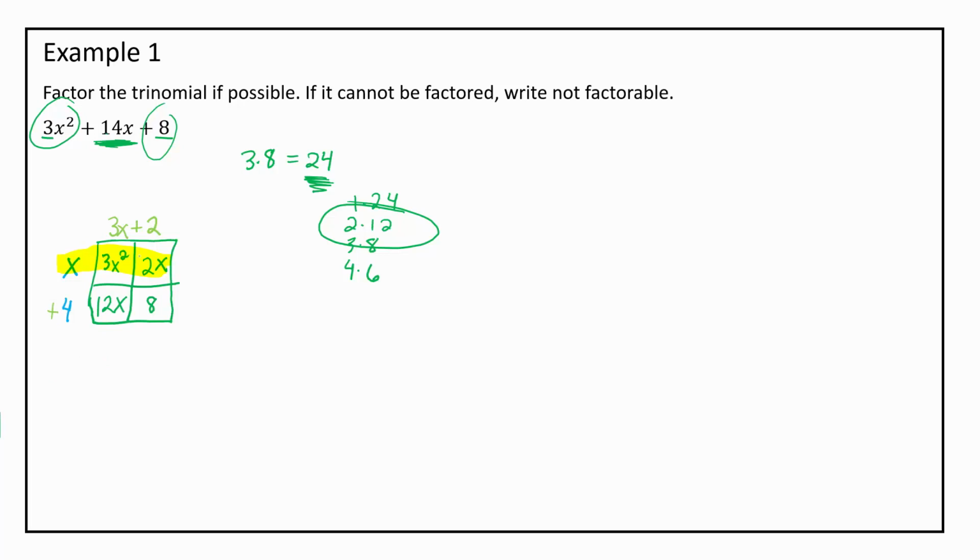And these two sides have given us our parentheses. One of our parentheses is going to be 3x plus 2. And the other is going to be the left side, which is x plus 4.